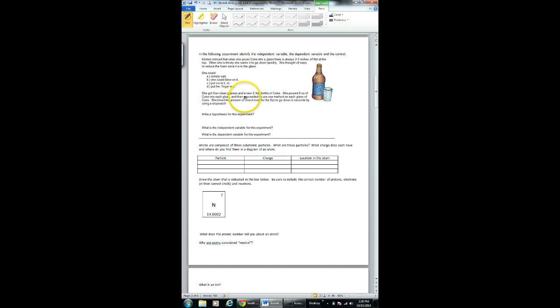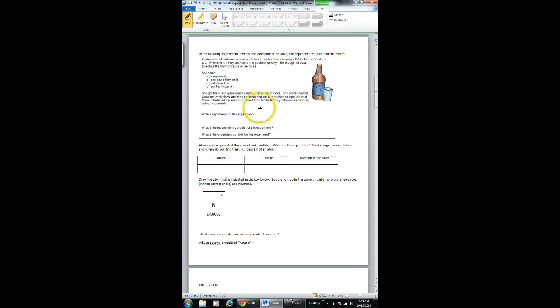She got 4 clean glasses and a new 2-liter bottle of Coke. She poured 6 ounces of Coke in each glass and proceeded to use one method on each glass of Coke. She timed the amount of time it took for the fizz to go down in seconds by using a stopwatch. Write a hypothesis for this experiment.